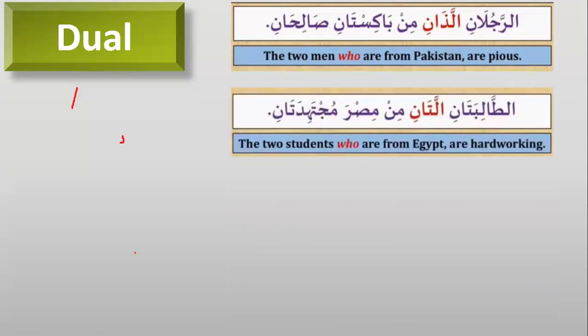Now here, at-talibatani. So this is the dual feminine, am I right? So here, yes, that's why it is al-latani. Min Misr mushtahitatani. The two students who are from Egypt are hardworking.